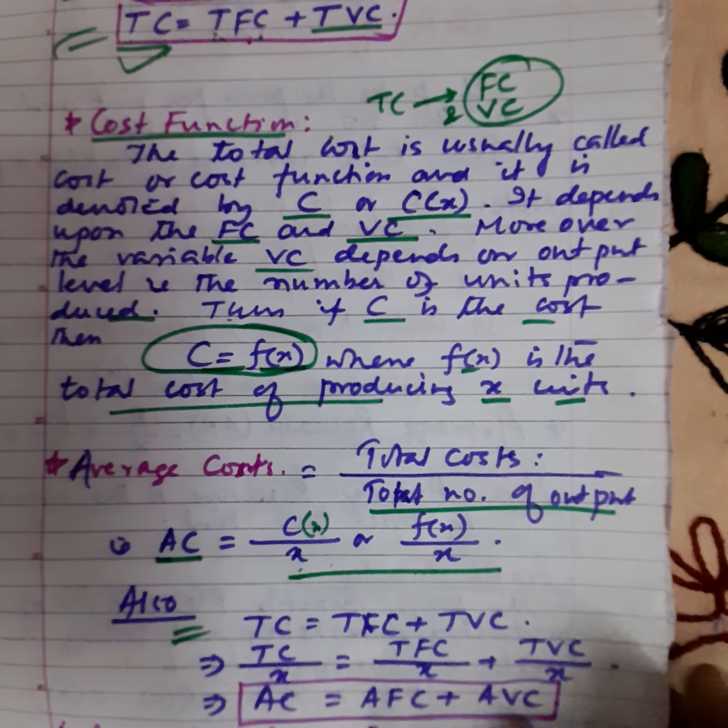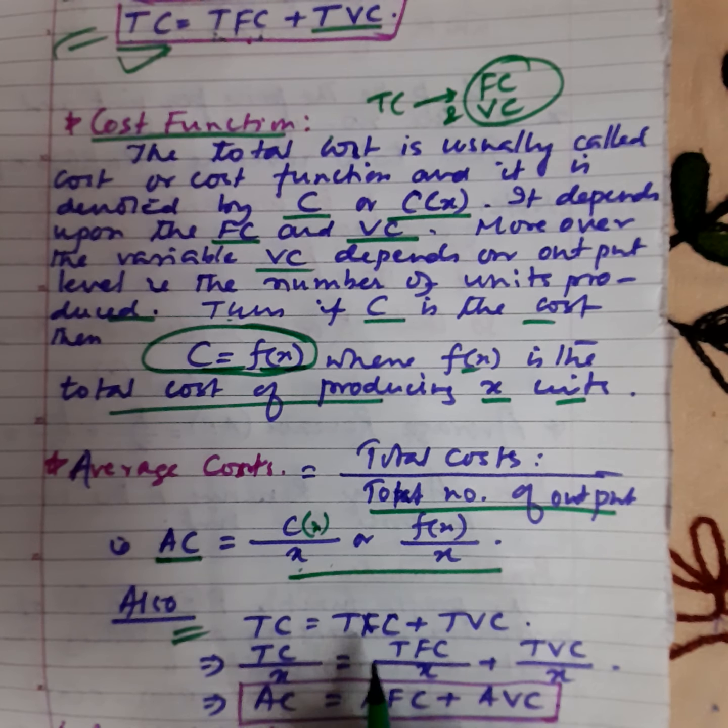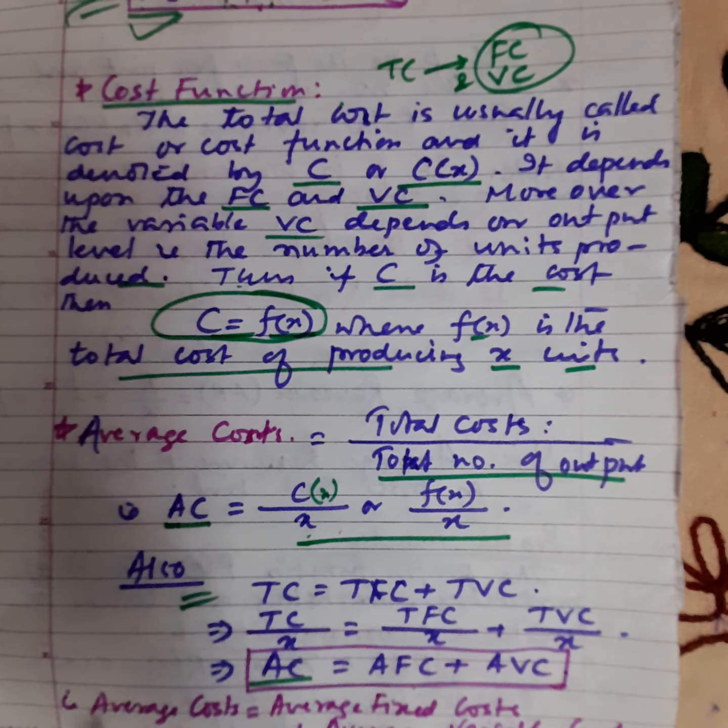We get TC is equal to TFC plus TVC. So TC by x is equal to TFC by x plus TVC by x. AC is equal to AFC plus AVC. So average cost is equal to average fixed cost plus average variable cost.